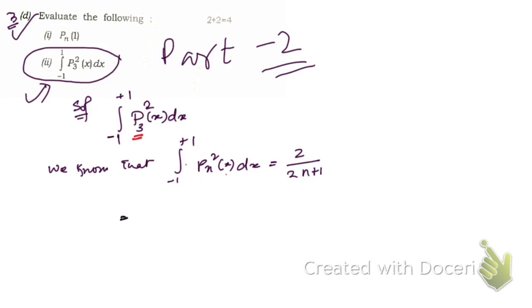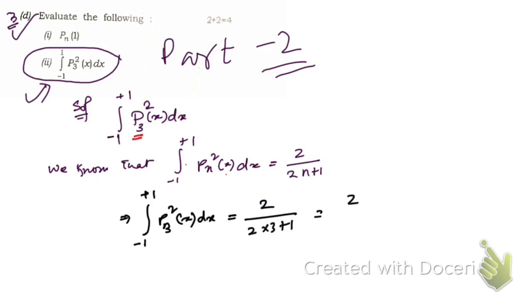Just replace the n by 3, then you have the answer. So the integral from -1 to +1 of P3 square of x dx is 2 by 2 into 3 plus 1, and that is 2 by 7, since 2 threes is 6 plus 1 is 7. So this is our answer. That's very simple. I hope you have understood.